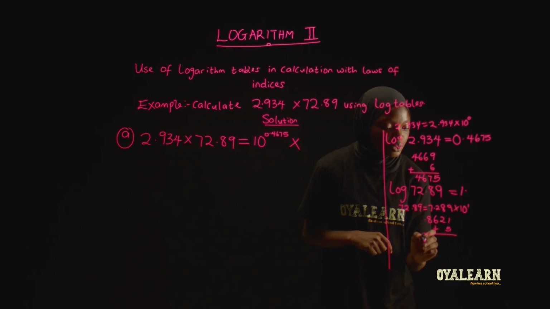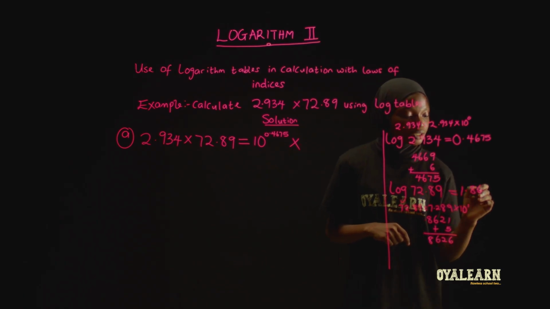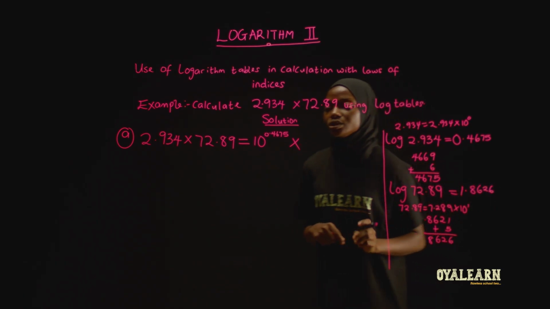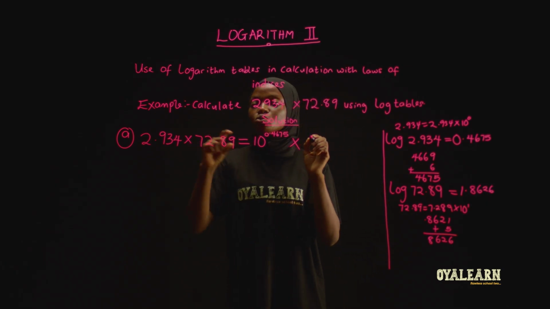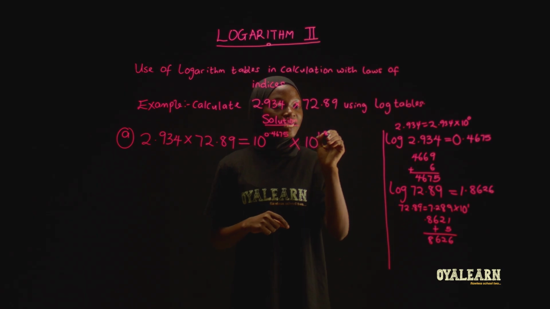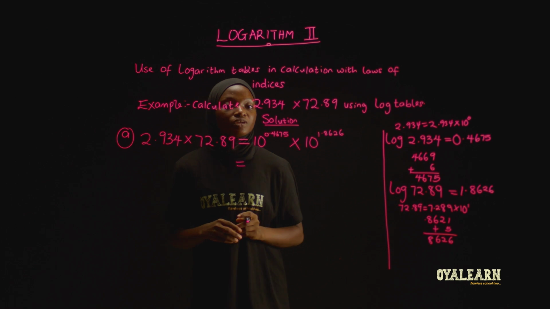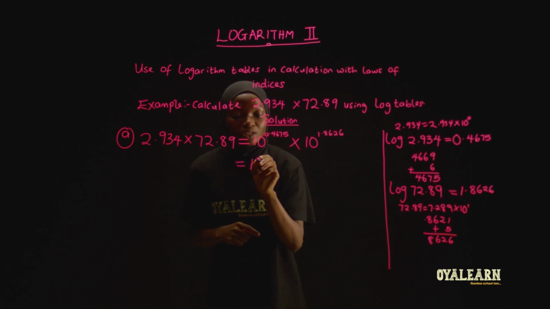So we add it together. So we have 8626. So here we have 1.8626 as the logarithm of 72.89. So we write out that 72.89 is 10 raised to the power of 1.8626. Now here we apply the law of indices. Since they're having the same base, we just add up the powers.